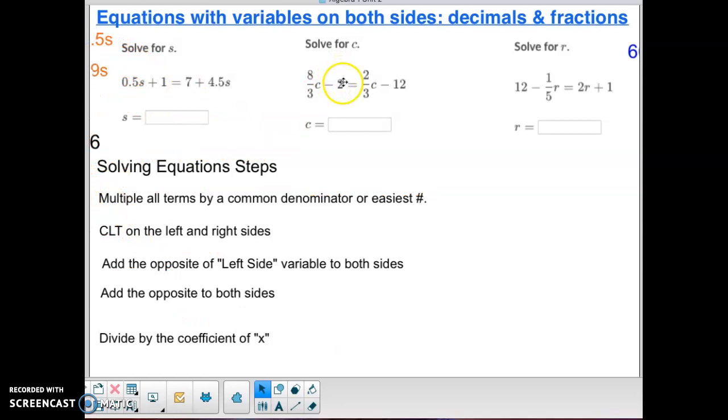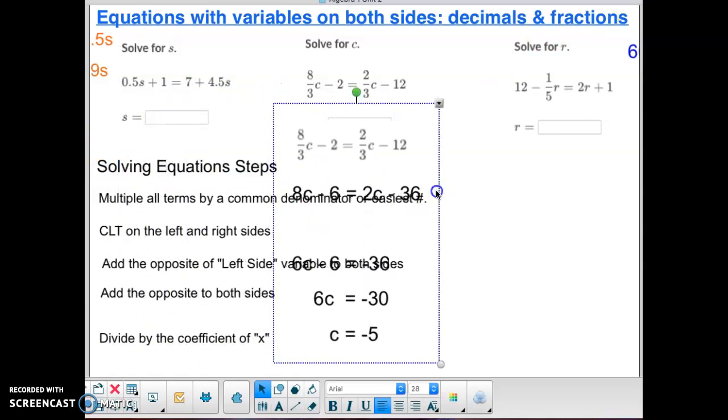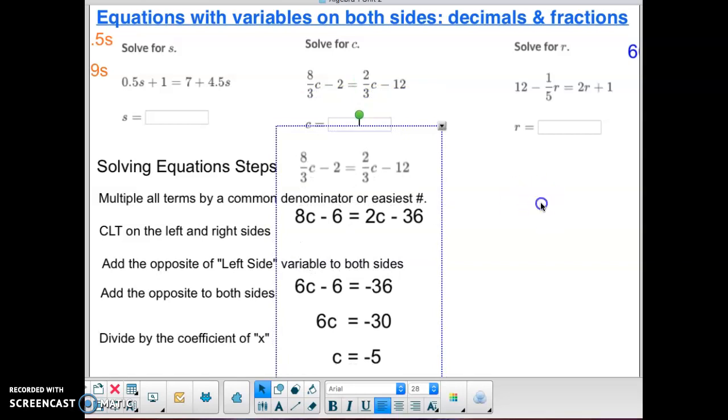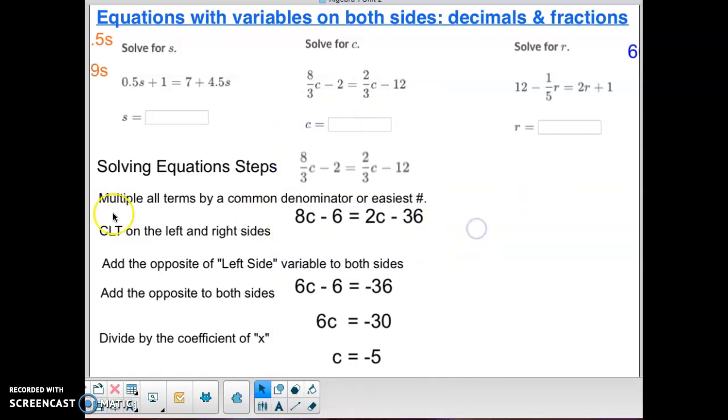Okay, the next middle one right here. I think it's this one. Hey, it is. There we go. So on this one, step number 1, multiply all terms by a common denominator, or the easiest number. Well, what's my common denominator for this one? You should probably all go, well, it's 3.